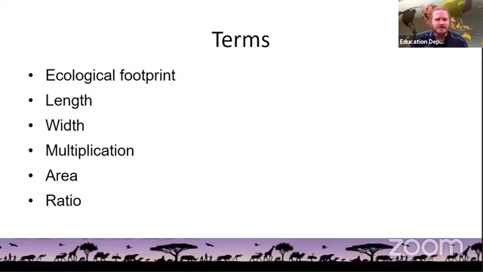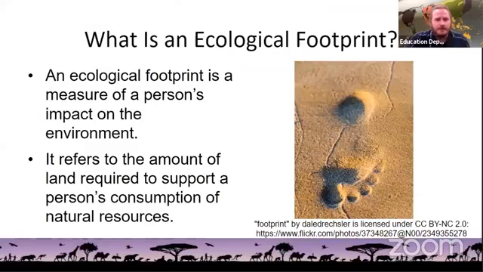So the terms we're going to be using include ecological footprint, and then we're going to be building our mathematical literacy. So we're also going to be using terms like length, width, multiplication, area, and ratio. So to answer that question, what is an ecological footprint? Well, an ecological footprint is a measurement. And in particular, it's a measurement of a person's impact on the environment. And more specifically, it refers to the amount of land required to support a person's consumption of natural resources.